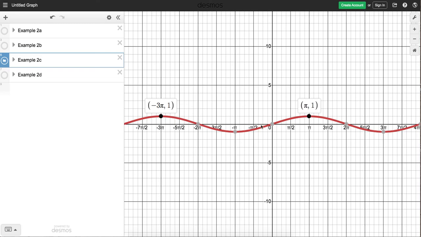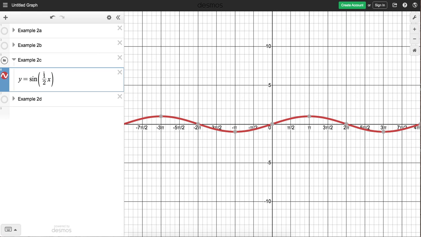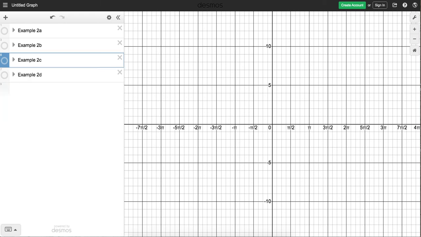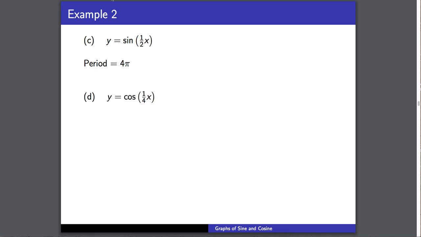So again, by multiplying our input values by a number between 0 and 1, such as a half, it's going to stretch the graph horizontally away from the y-axis, which is going to increase what the period or the wavelength of this function is. And then we have part D, cosine of 1/4 x. So 1/4 is even closer to 0. This is going to be even more of a stretch, which means our period for this cosine graph in example D is going to be even larger than the 4 pi.